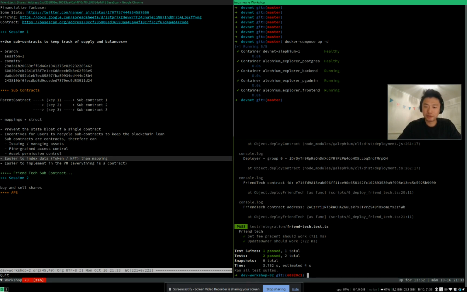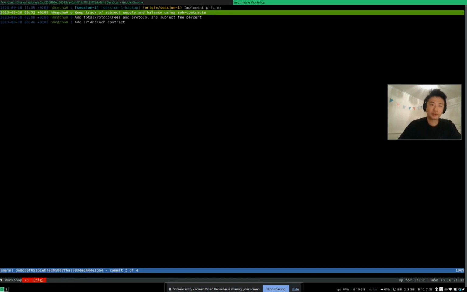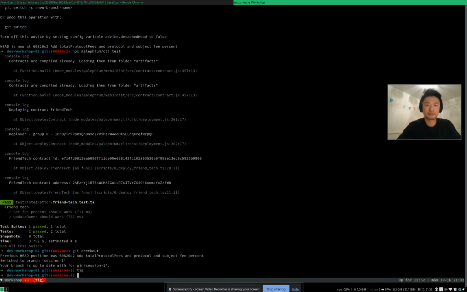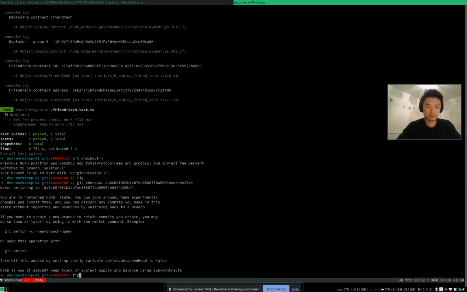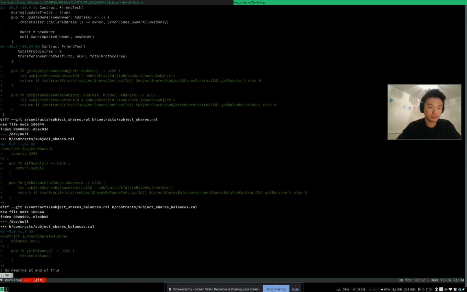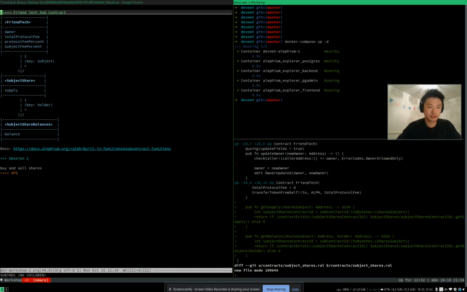So let's look at the implementation to keep track of the balance. That's the commit. This one. Actually, I drew a graph for this.